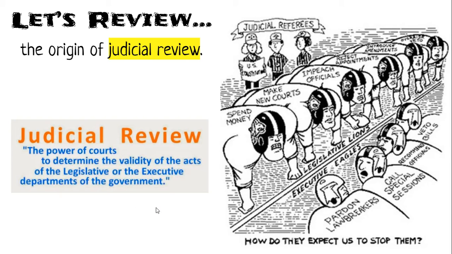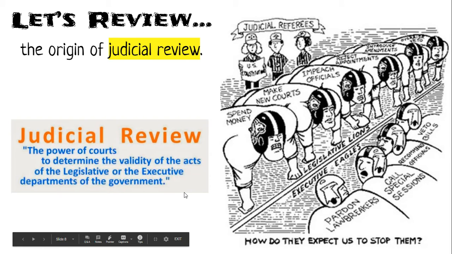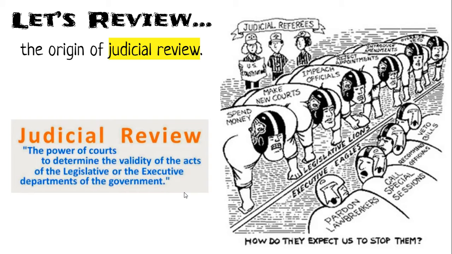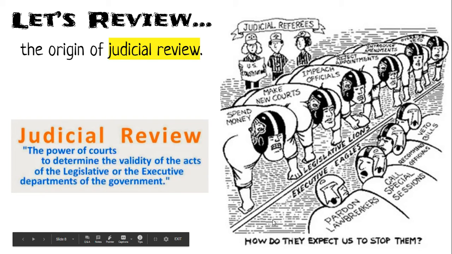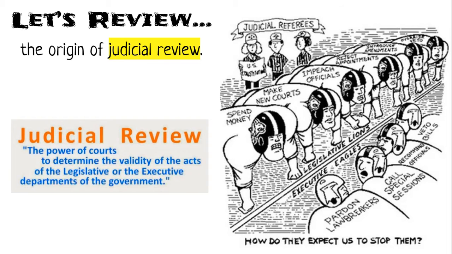So if we take our understanding of judicial review, the Supreme Court's power to declare laws unconstitutional, we can now look at our cartoon and see that we have the executive and the legislative lined up against each other in a football game.